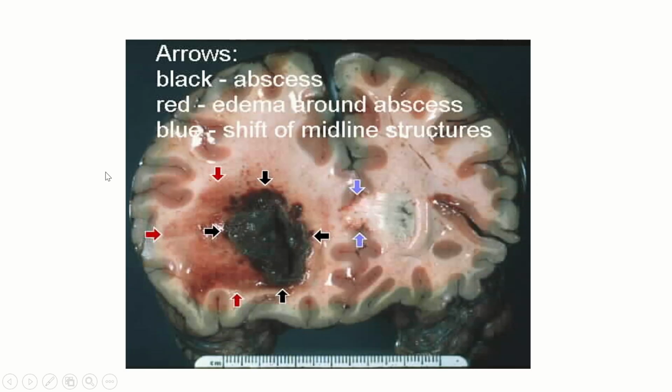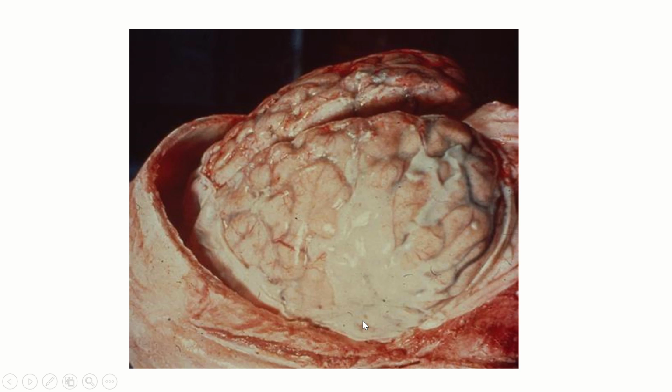Now when the inflammation extends from the meninges into the brain, it can lead to either only encephalitis or abscess formation. This is a brain abscess, this black color is the abscess, and this reddish color is the edema usually seen around the abscess. Along with that, you can see the midline shift because of abscess formation. This is again an autopsy case.